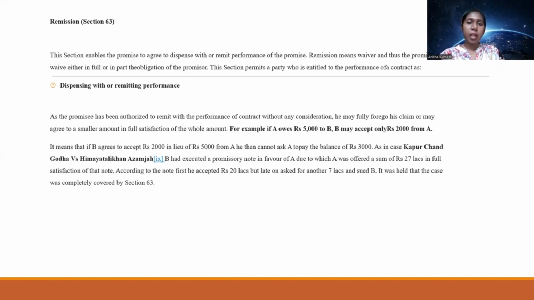Remission means giving up. When the promisor mutually, due to the condition of the promisee, gives up a certain consideration, that is called a remission.